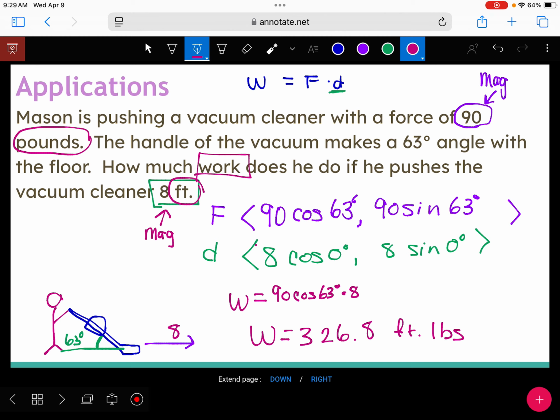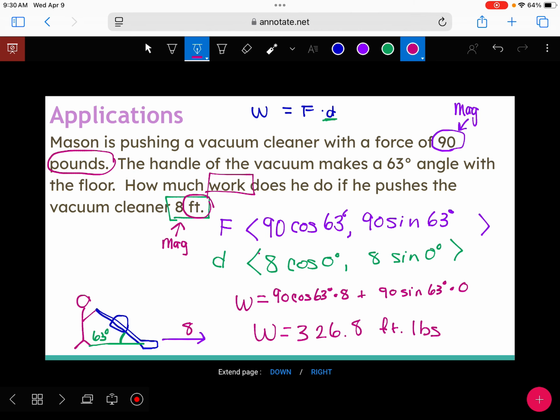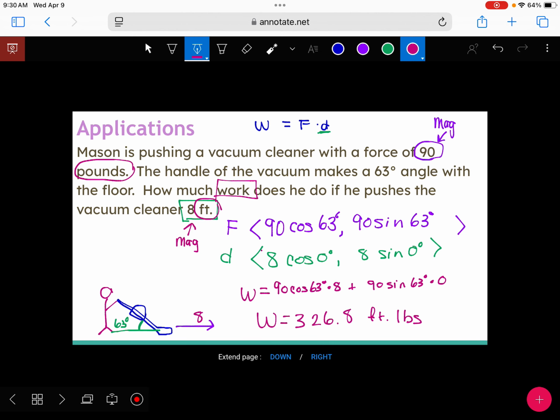What about sine? What is sine of 0? 0. So 8 times sine of 0 would be 0, and then 90 sine of 63 times 0 is 0. So the y piece all disappears because we get our 90 sine of 63 times 0. That piece just straight up disappears. Okay? Very similar vibe on the next one, and that'll be the last one.